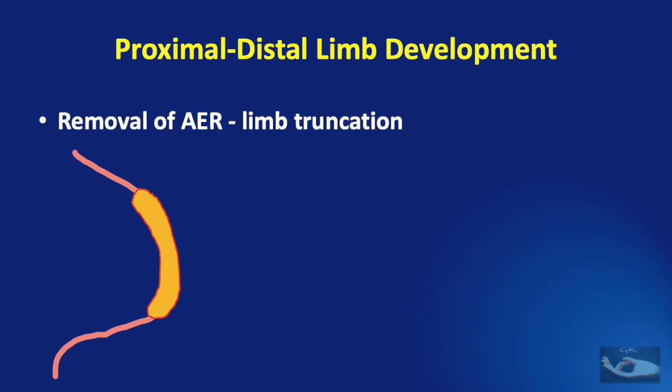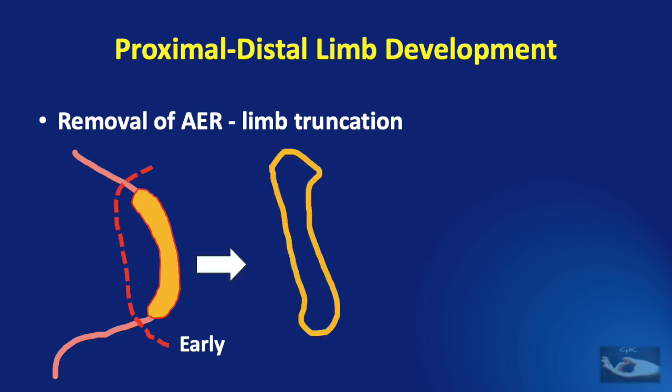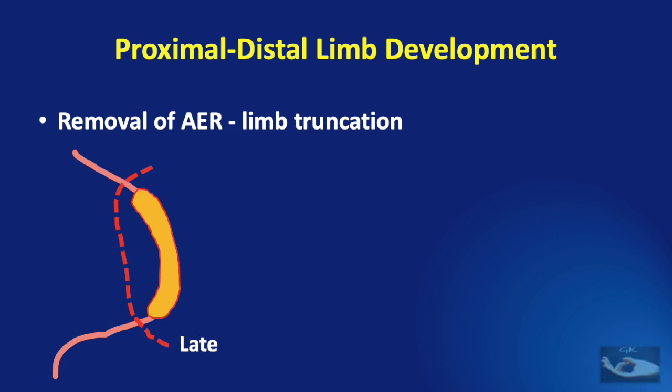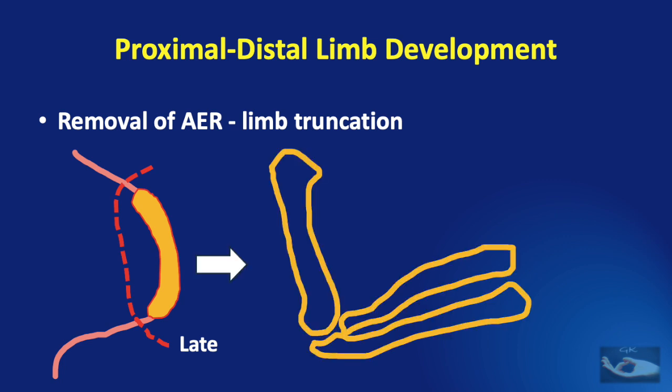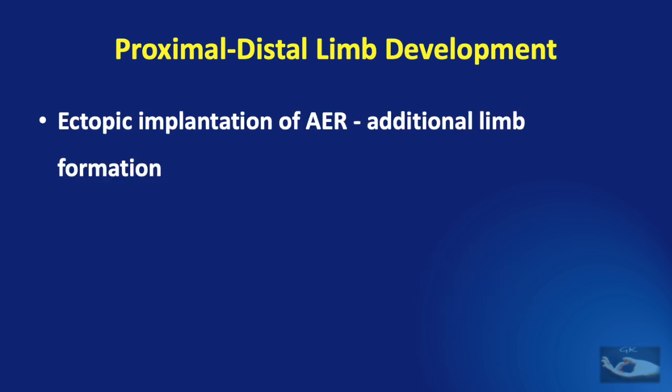If this apical ectodermal ridge is removed, as in experimental studies, limb truncation occurs. When it is removed early, only the humerus is seen to develop. When removed late, the humerus and forearm bones develop, but the hand does not develop. To prove the importance of the apical ectodermal ridge in the proximo-distal development of the limb, ectopic implantation of the AER led to the formation of an additional limb in experimental studies.